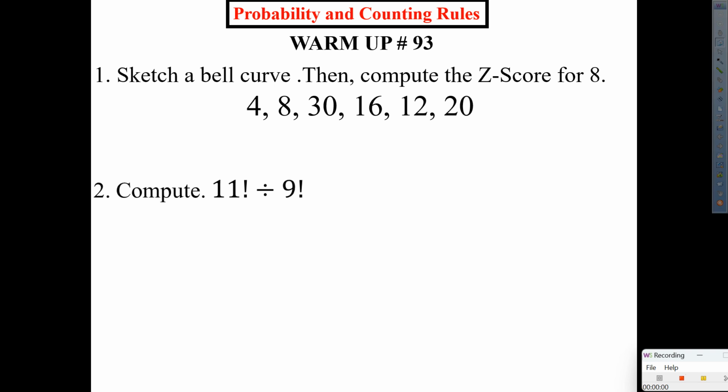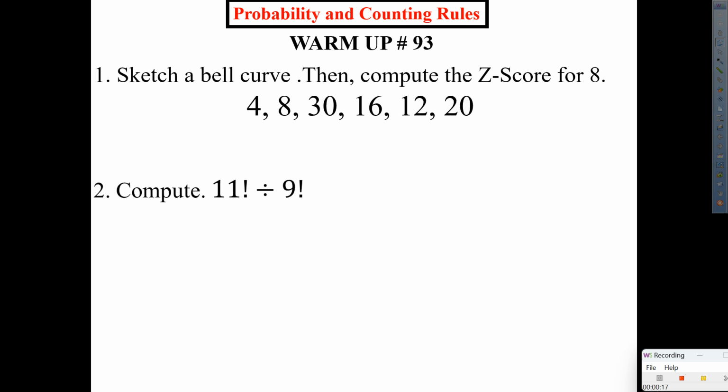All right, so warm up 93 is done. It was to sketch a bell curve, find the z-score for 8. Digits were numbers 4, 8, 30, 16, 12, and 20. And then we got compute 11 factorial divided by 9 factorial.